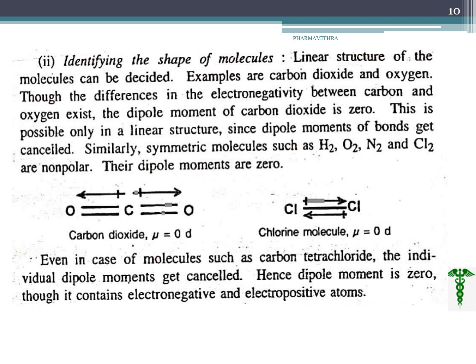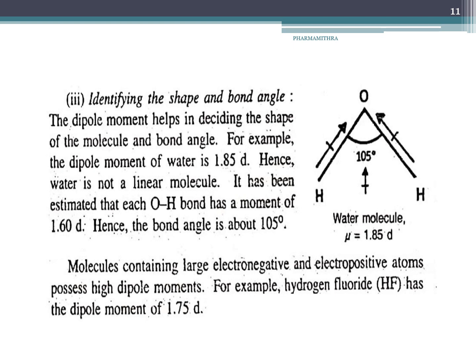In the case of dipole moment, if the molecule has a linear shape, the dipole moment is 0, and the dipole moment also helps us to identify the shape and bond angle. If the bond angle of water is 105 degrees, then dipole moment helps in deciding the shape of the molecule and bond angle.